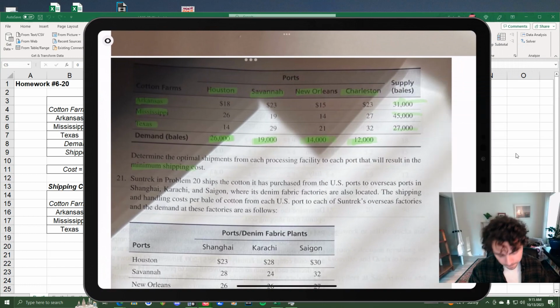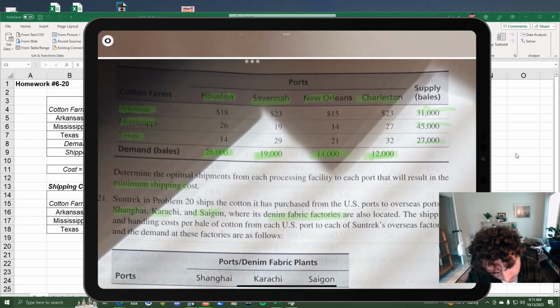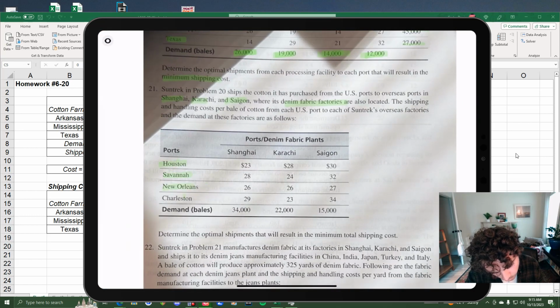They say, Suntrek in problem 20 ships the cotton from the U.S. ports to overseas ports in Shanghai, Karachi, and Saigon, where its denim fabric factories are located. So now we are going from these ports that we had in problem 20. We're going from Houston, Savannah, New Orleans, Charleston, and from those ports, we are shipping to Shanghai, Karachi, and Saigon. And the demand of each of those fabric plants is 34, 22, and 15,000 respectively.